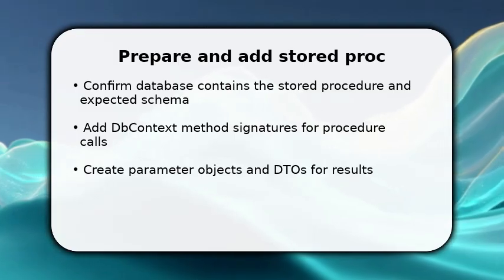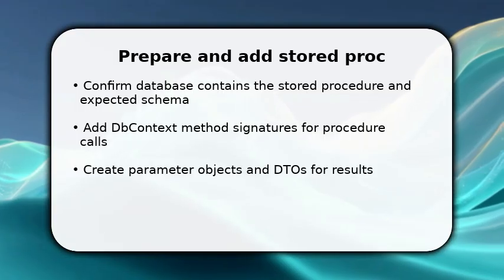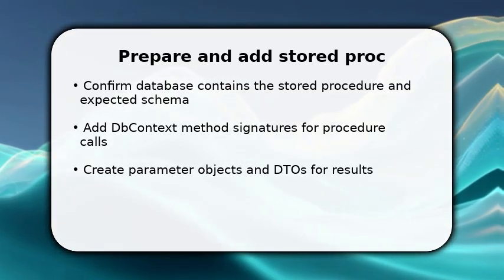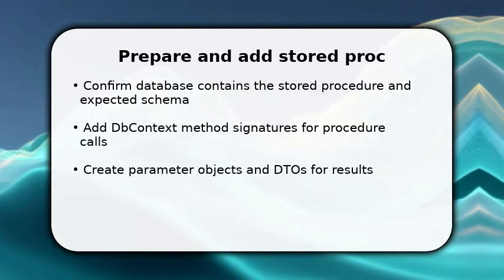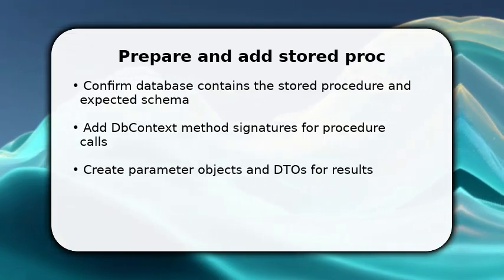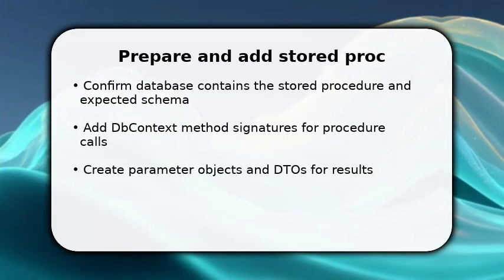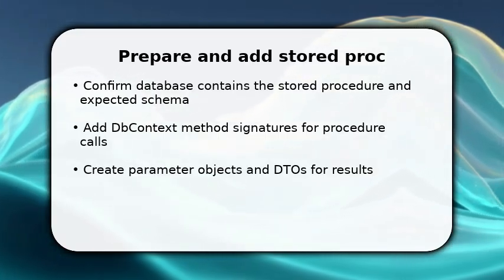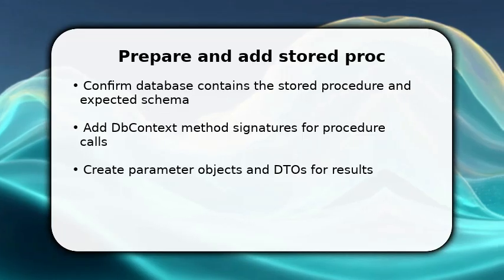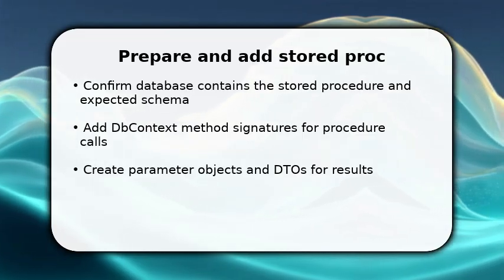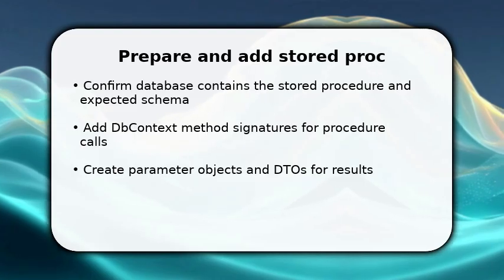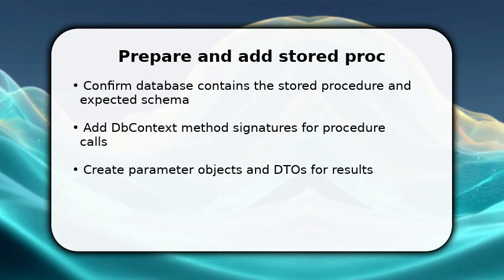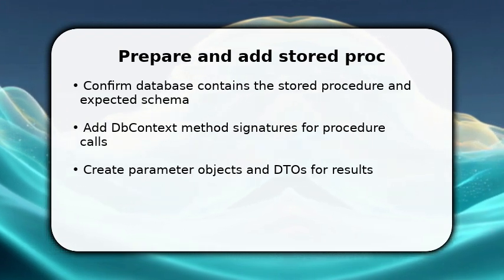You start by confirming the stored procedure exists and matches the data shapes you need. Create or update your DB context with clear method signatures to call it. This lets you centralize behavior. Define input parameter objects and lightweight DTOs for any result sets so mapping is explicit. Once done, add an initial migration only if you alter schema, otherwise skip migrations. Make sure to reference Microsoft.EntityFrameworkCore.SqlServer, or the provider that matches your database.